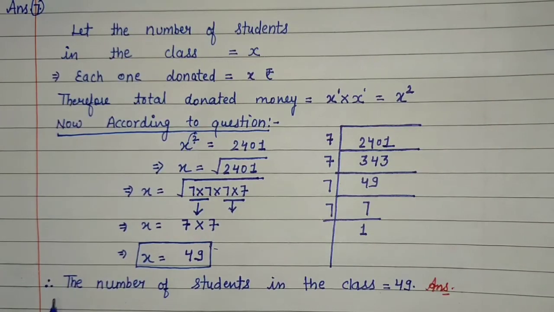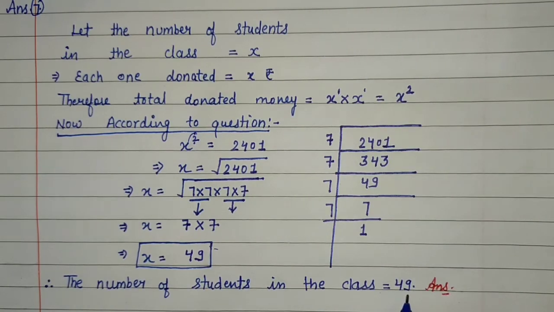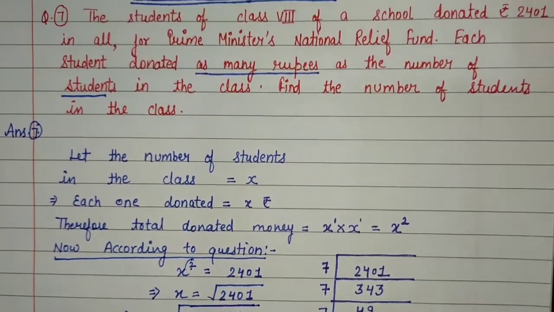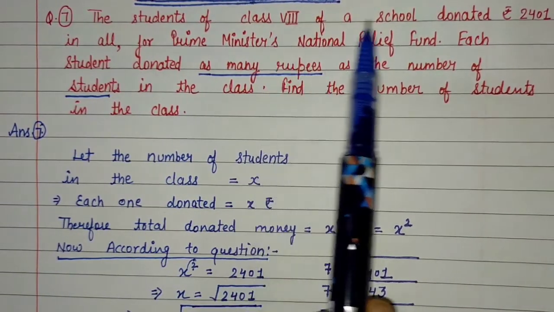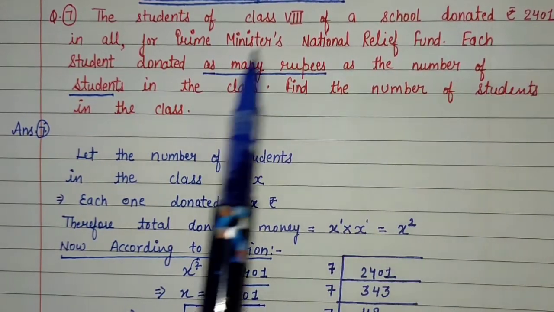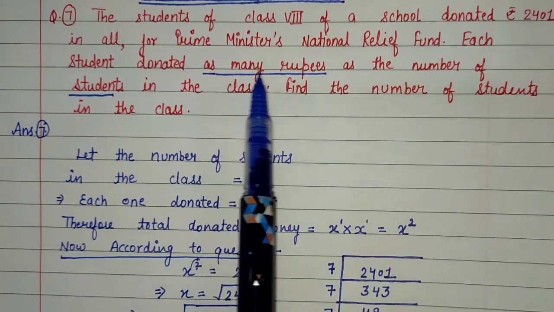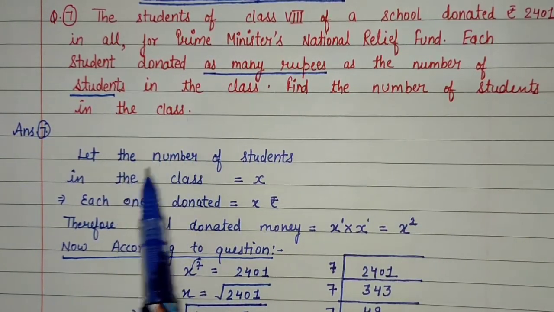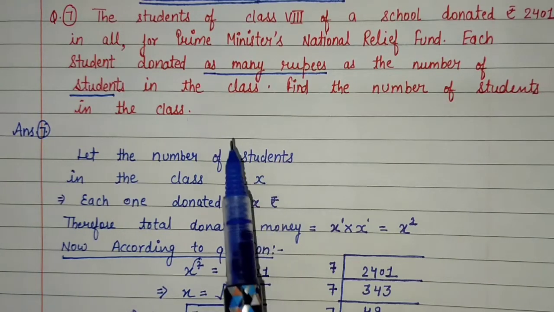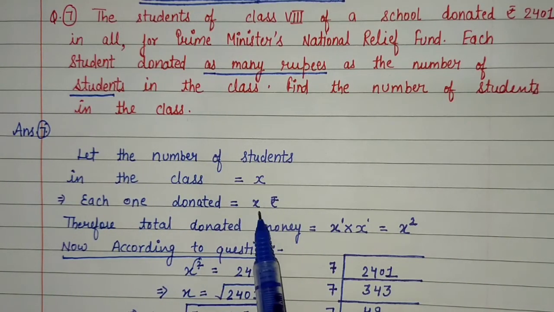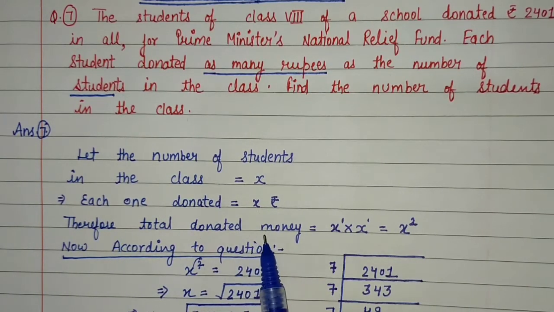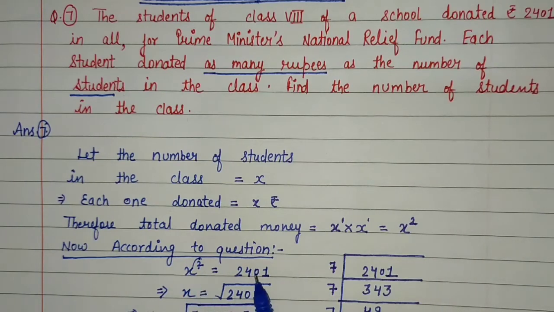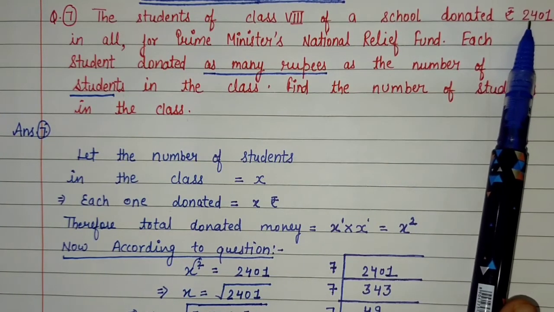So the number of students in the class is equal to 49. Clear? The question is: the students of class 8 donated 2401 rupees, and each student donated as many rupees as the number of students. We have to find the number of students in the class. So let the number of students be x. Each one donated the same rupees, so this is also x. Total donated money is x into x, which equals x square. The total amount is also given as 2401 rupees.